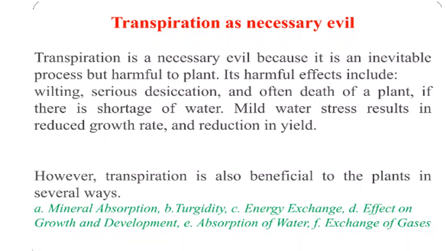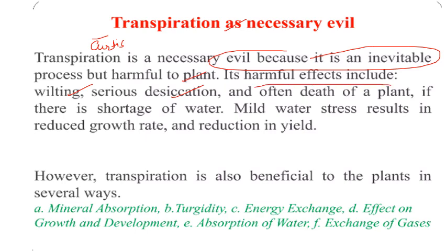The next thing is transpiration as a necessary evil. This statement was given by Curtis. As we know that transpiration is a very important phenomenon, it is also harmful for the plants. So transpiration is a necessary evil because it is an inevitable process, means compulsory process, but harmful to the plants. Its harmful effects include wilting, serious desiccation, and often death of the plant. Agar bahut zyada transpiration hoti, that leads to death of the plant. If there is shortage of water, mild water stress results in reduced growth rate and reduction in yield. Jo bhi crop plants hain unme agar transpiration ka rate zyada hai to growth kam hoti hai aur saath mein jo yield hai production hai woh bhi kam hoti hai.